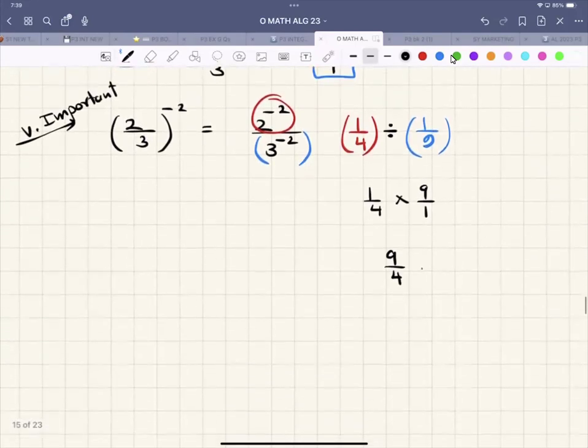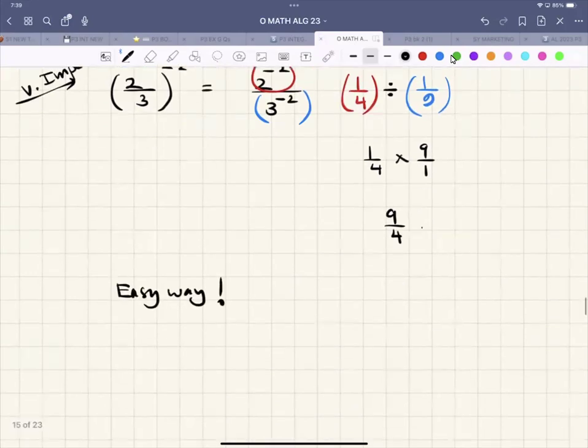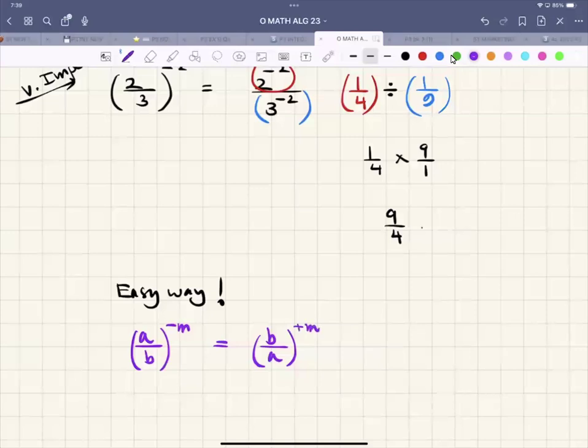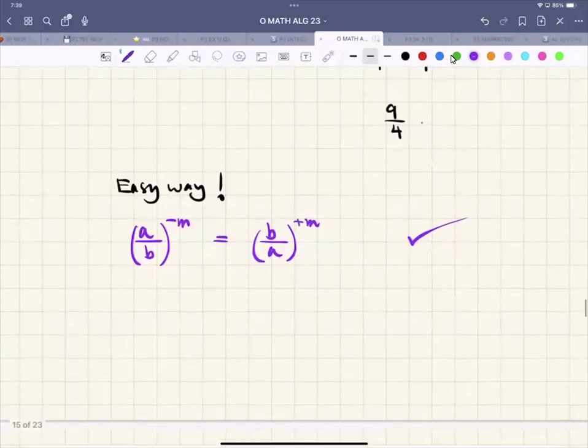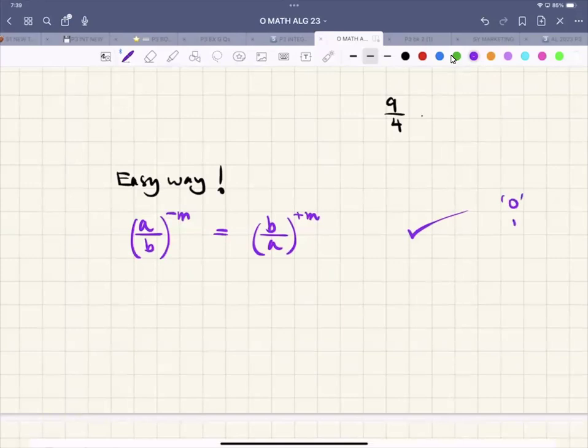So now the easy way is to remember this rule, that is a over b raised to power of negative m can be written as b over a raised to power of positive m. A very, very important rule, not only in O-level maths, not only in IGCSE, it's also important in P1 and P3 and M1 and S1 and S2, that is A-level maths. So these things are very, very important.